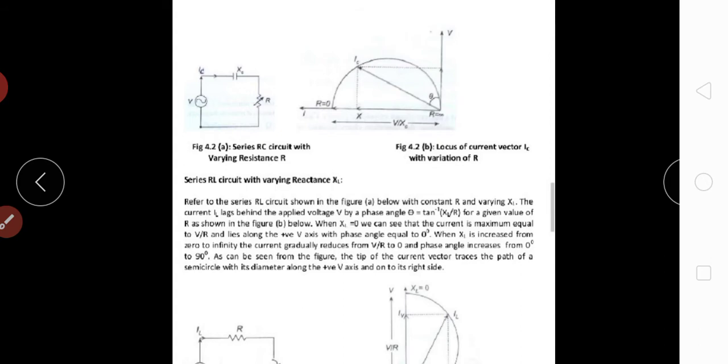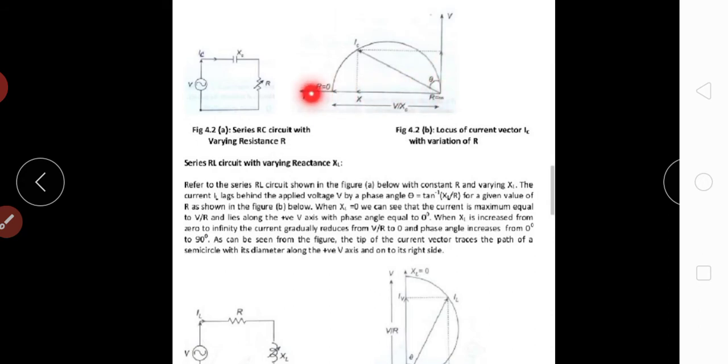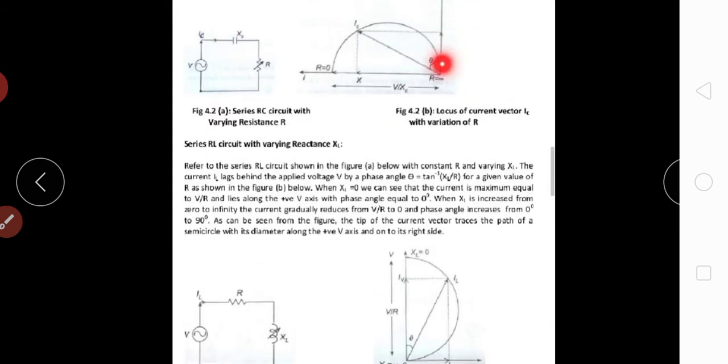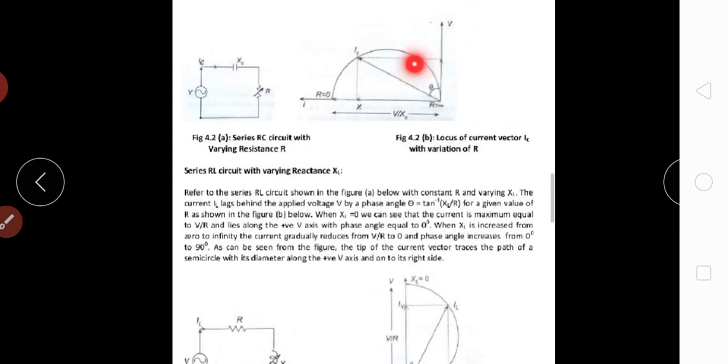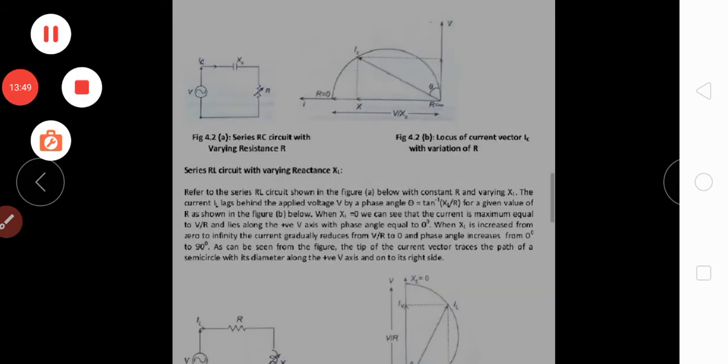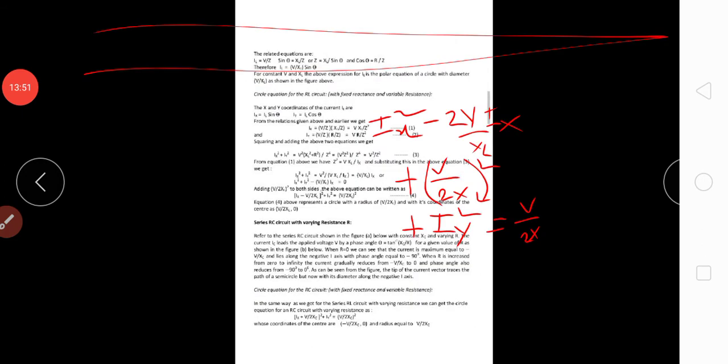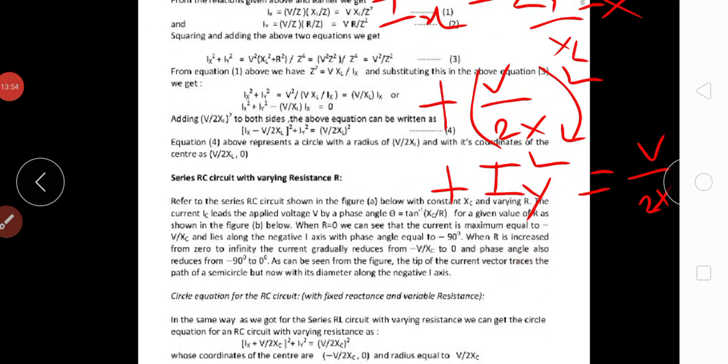Okay, in a series RC circuit we know that current leads the voltage. This is the voltage phasor and this is the current phasor. Generally the phasors rotate in the anti-clockwise direction. So here current leads the voltage by an angle theta, and this theta equals tan inverse of XC by R. So for a given value of resistance as shown in the figure below, when R equals 0, the current is at its maximum value and it equals V by XC.